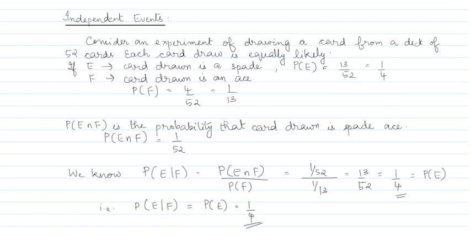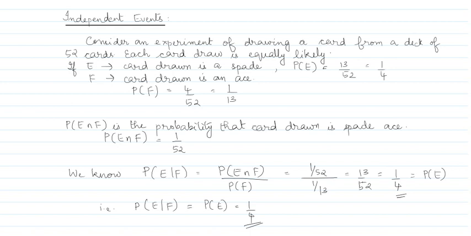Right. From our relation of conditional probability, P of E given that F has occurred is defined like this. It's P of E intersection F by P of F. And on evaluating, I get it as 1 by 4, which is nothing but my P of E.